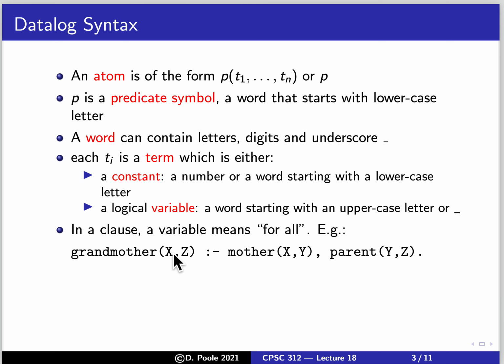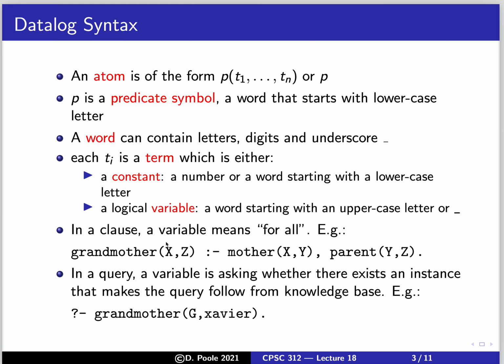Alright, that's the language. In a clause, a variable means for all. So here's a rule that says X is a grandmother of Z if X is a mother of Y and Y is a parent of Z. That's a definition of grandmother, right? It's the mother of a parent. X, Y, and Z here are variables, and it's true for all. So if there's any X, any Y, and any Z such that X is a mother of Y and Y is a parent of Z, then X is a grandmother of Z. That happens for all values of X, Y, and Z. If you find the right-hand side is true, then the left-hand side must be true.